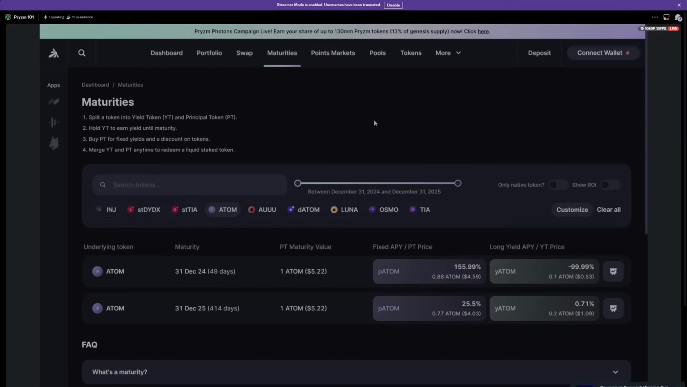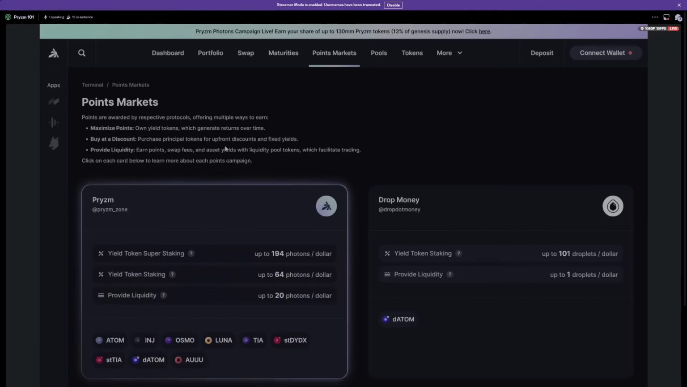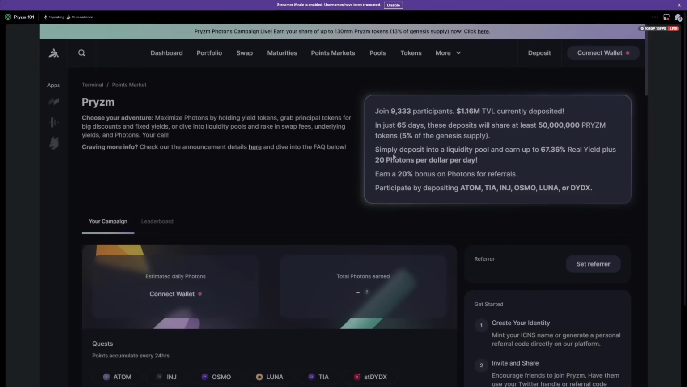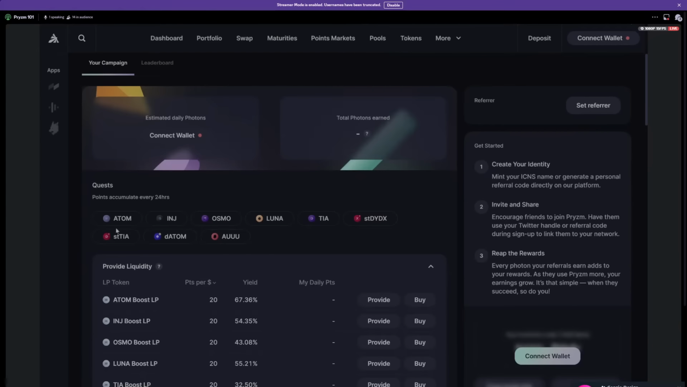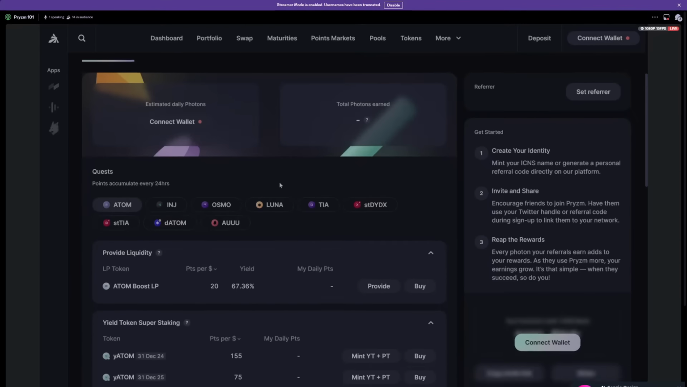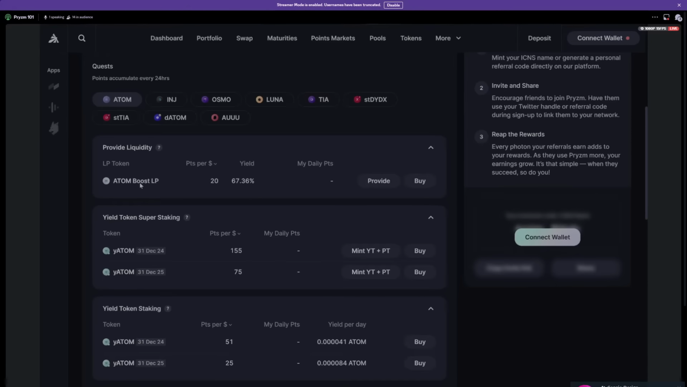So when people start looking at strategies of things that they can do on Pryzm to earn Photons, this is our points market campaign, the Photons campaign here. What are the strategies you can do to earn Photons? We'll just use Atom for an example. So select Atom here. You can provide liquidity with Atom, and you can earn 67.36%. And you're also going to earn incentives, which are 20 Photons per dollar per day.